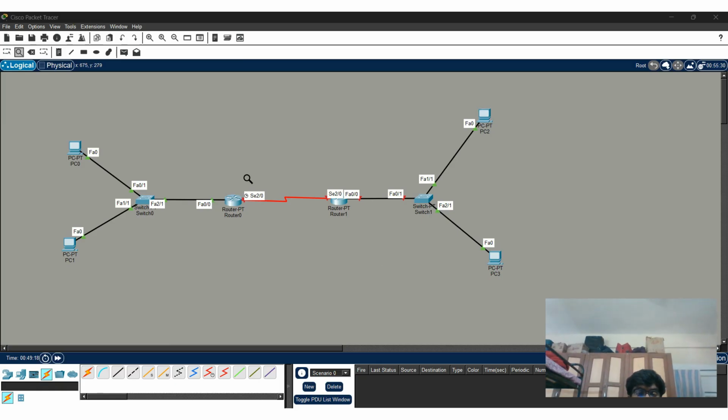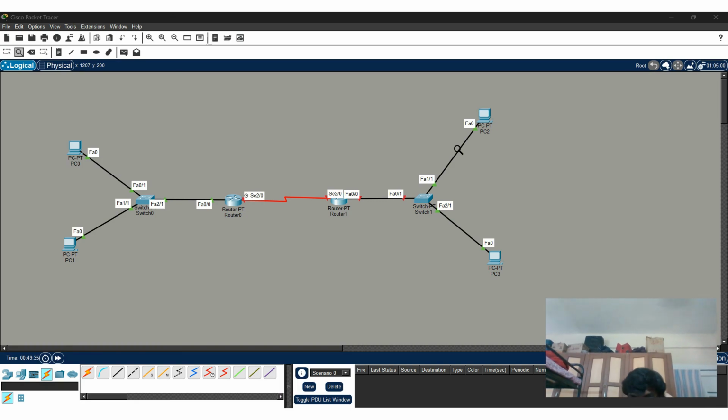Now this is the topology diagram where we connected the two PCs to a switch, and the switch is connected to a router, and the router is connected to another router, R1, by serial 0/0/0, and this router is connected to a switch. Switches are connected to the PCs.